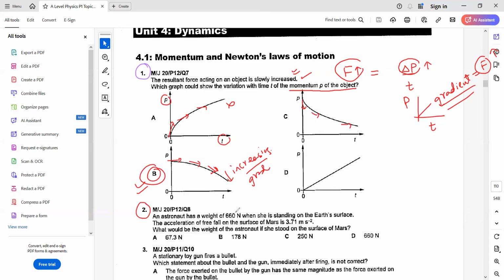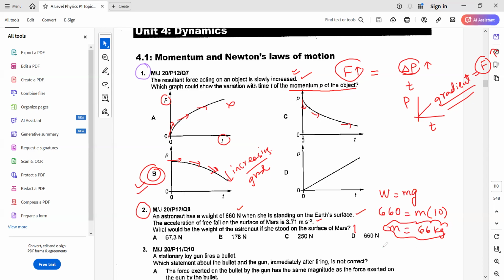It says an astronaut has a weight of 660 Newton when she is standing on the Earth's surface. Then the acceleration of free fall on the surface of Mars is this. What would be the weight of the astronaut? I think this one is pretty easy. It says the astronaut has a weight of 660 Newton. So we can use W = mg to find the mass. It's 660 Newton, mass is unknown. Let's take g to be 10 for simplification. This would give us 66 kilograms as the answer for the mass of the astronaut.